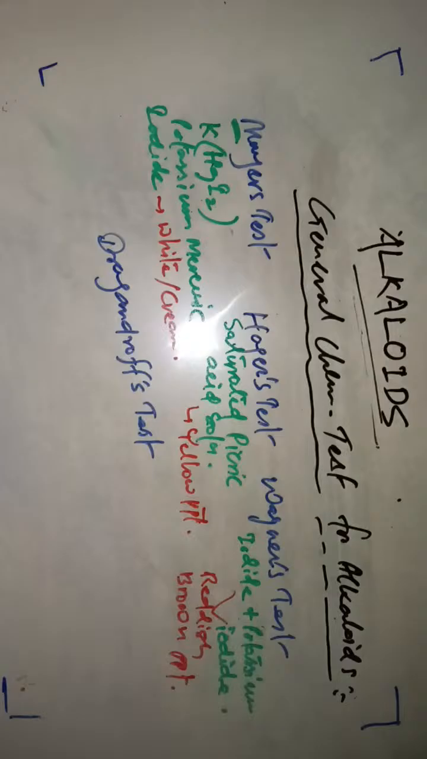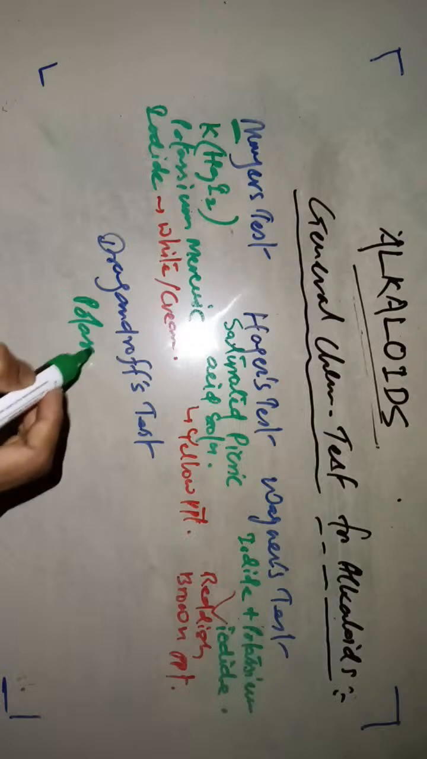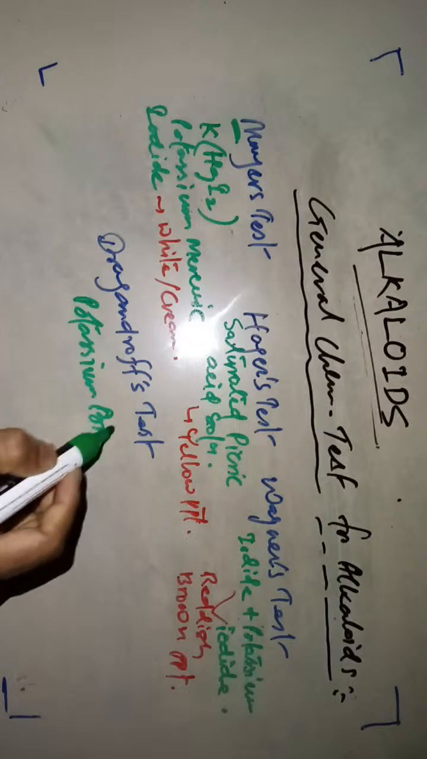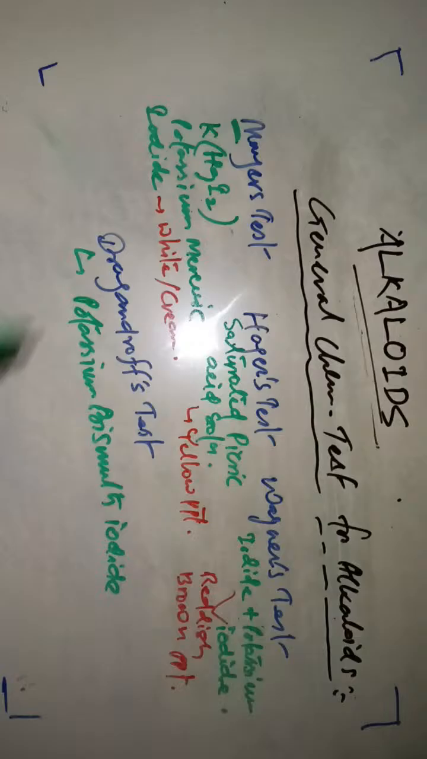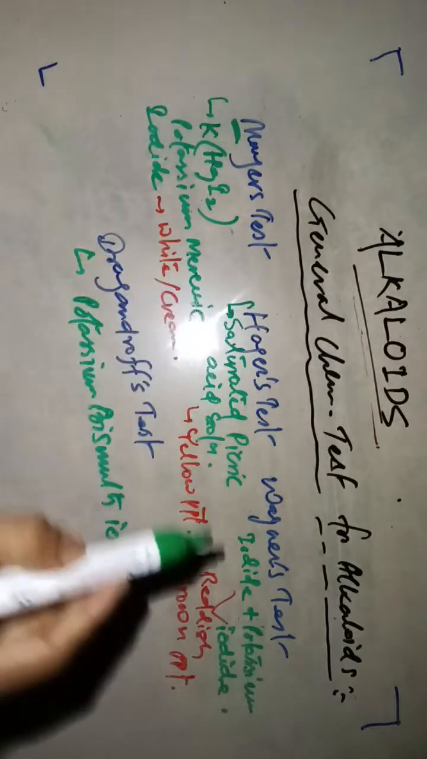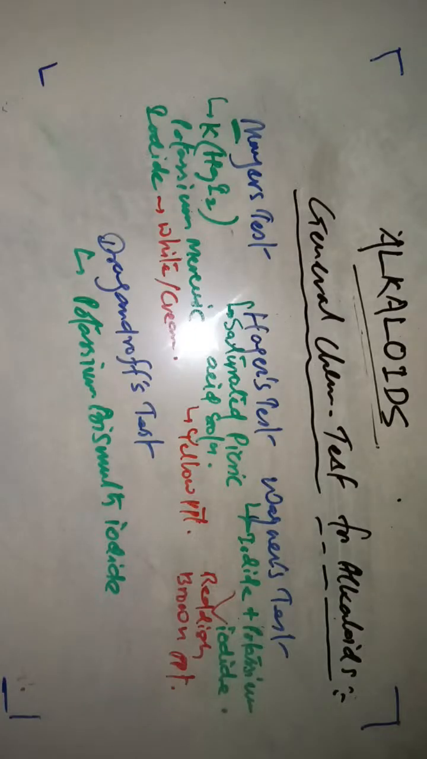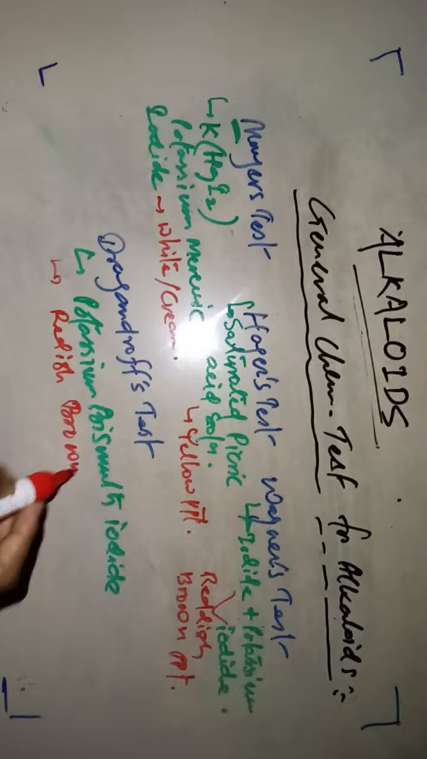Okay. Next, Dragendorff test. In the Dragendorff test, the reagent which is used is potassium bismuth iodide. Potassium bismuth iodide is used as reagent. And what is the final color found? The final color is reddish brown precipitate. So these are the main important points about the chemical tests for the alkaloids.